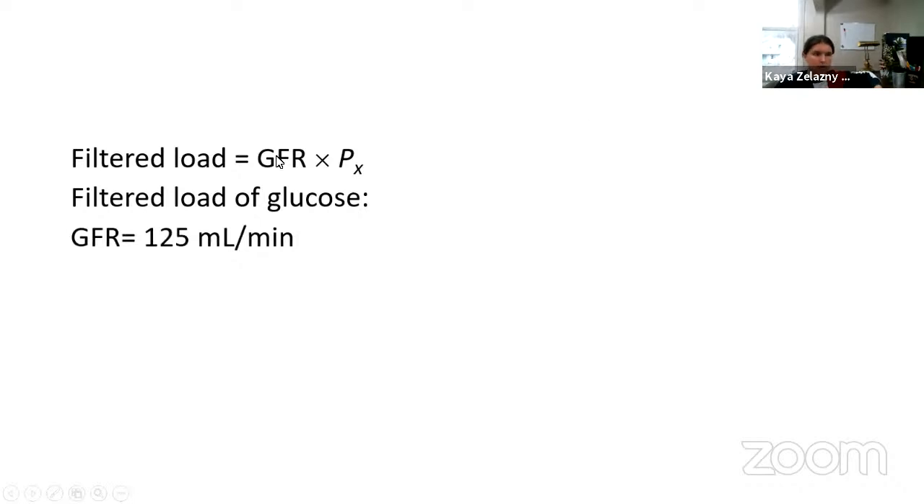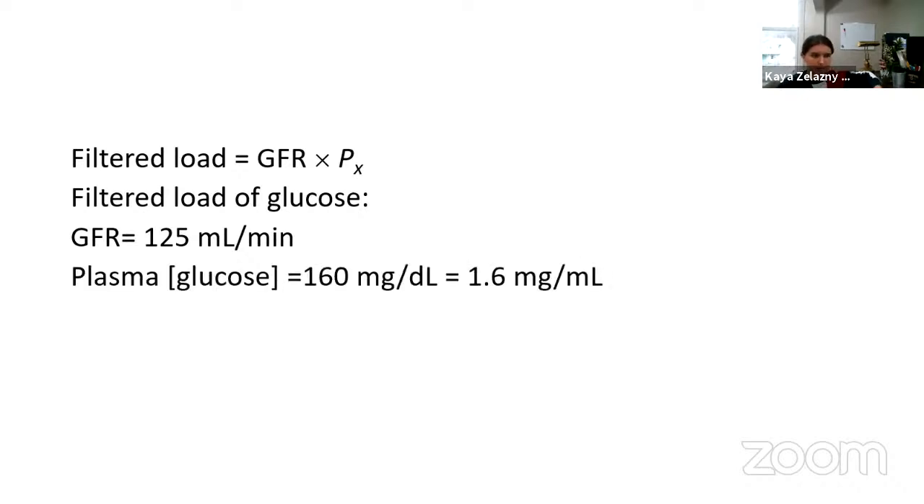we want to know the GFR, so the glomerular filtration rate. So we know that's 125 milliliters per minute. Now we need to multiply that times our concentration in the plasma. So here we were given that our plasma glucose was 160 milligrams per deciliter. So we want to convert the units, do a little dimensional analysis, because we often measure our plasma glucose in milligrams per deciliter, but we're giving our GFR in milliliters per minute. So we do that conversion, which is pretty easy, right? So 160 milligrams per deciliter is equivalent to 1.6 milligrams per milliliter.